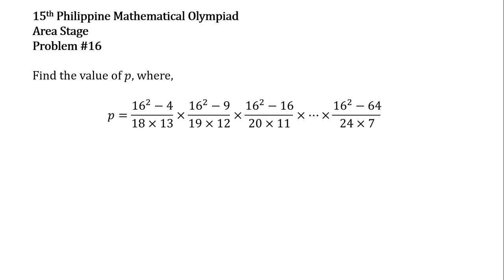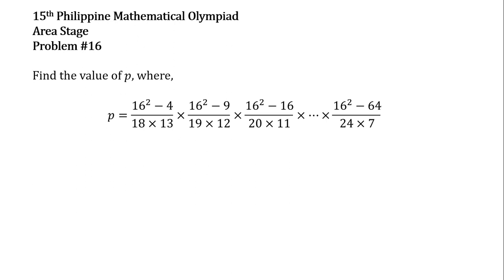Problem 16 from the 15th Philippine Mathematical Olympiad area stage. Find the value of P, where P equals (16² − 4)/(18 × 13) times (16² − 9)/(19 × 12) times (16² − 16)/(20 × 11), all the way to (16² − 64)/(24 × 7).